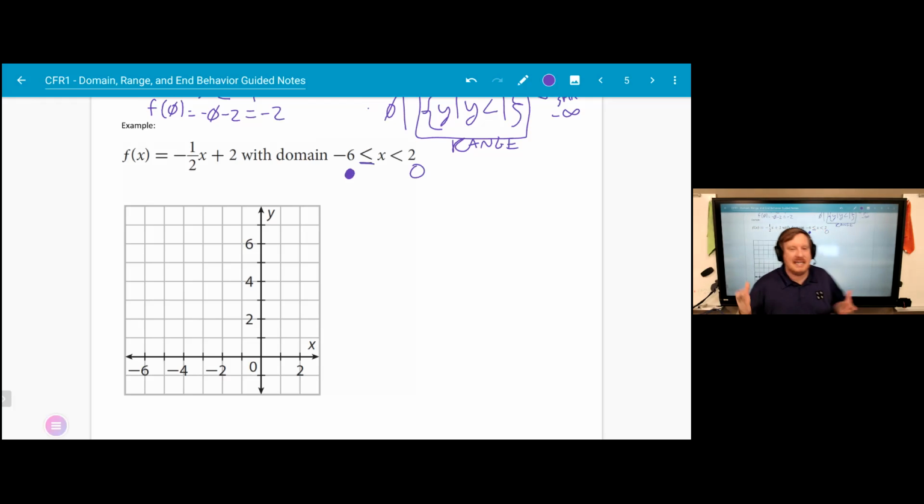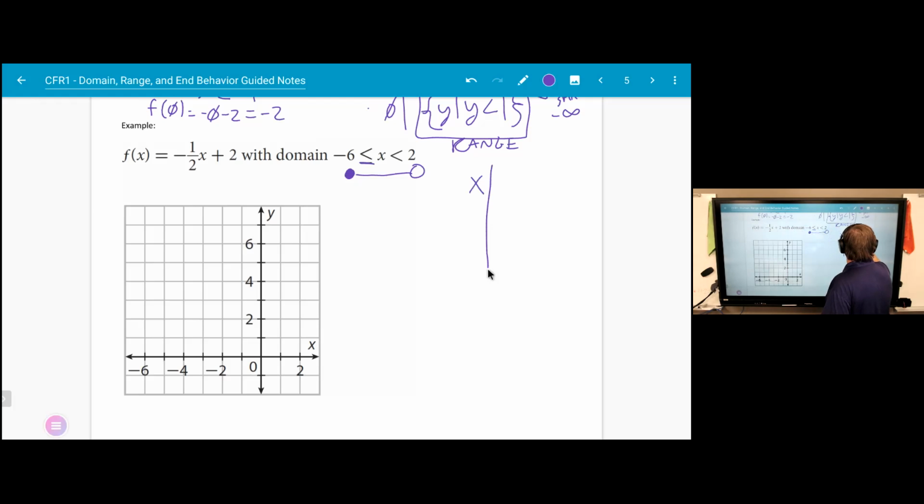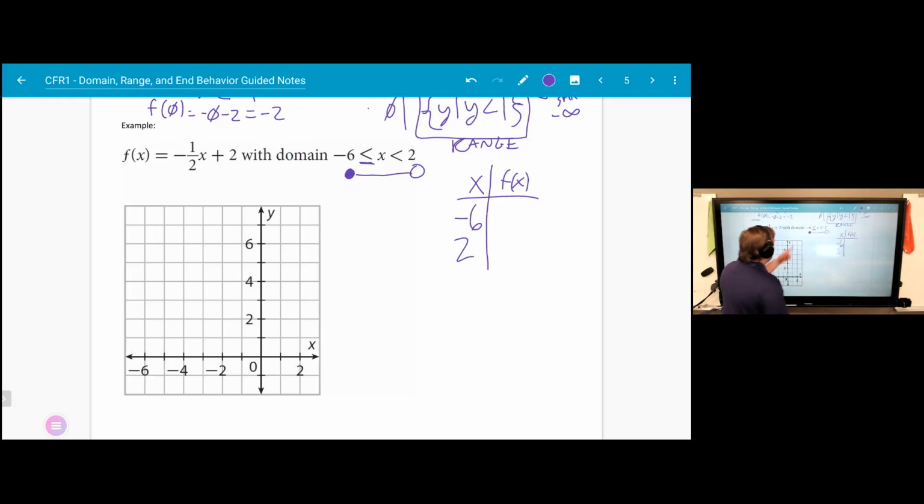So since it's going to be a line segment, I have my smallest x value as negative 6. My biggest x value is 2. And this looks a lot like inequality notation. So we need to give our range in inequality notation when we are done. So what we really need to do though is figure out, we need to plug in negative 6 for x and find out what our f of x or our y is, our f of negative 6.